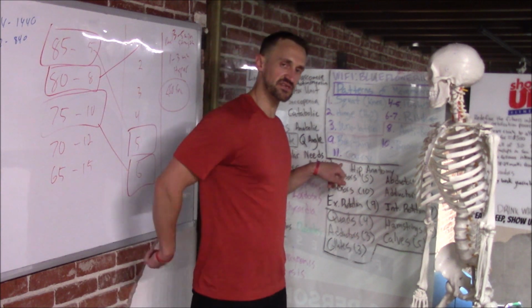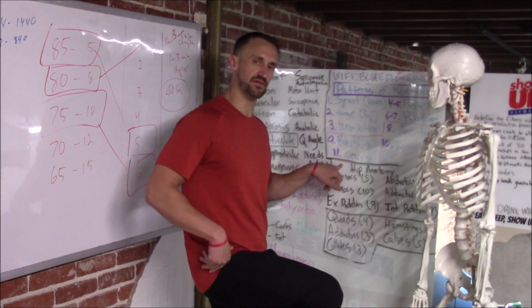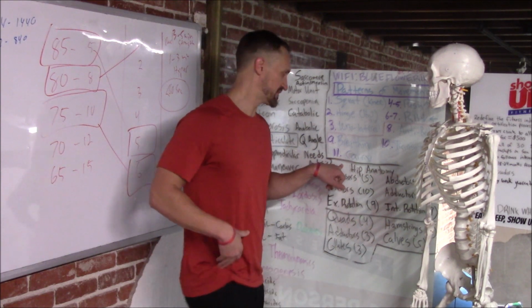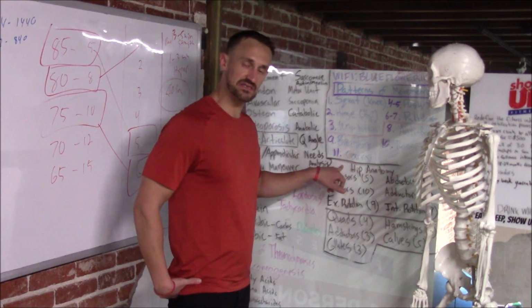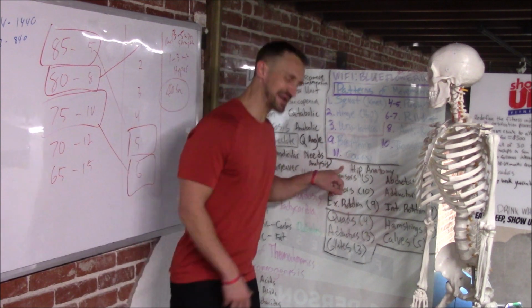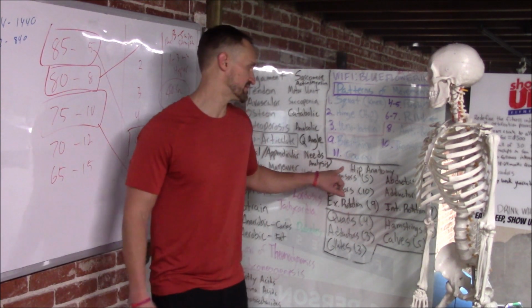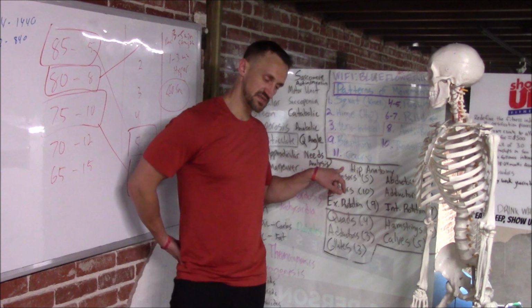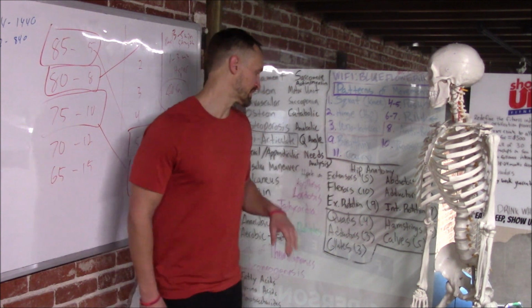The agonist for extension is going to be your glute max. Agonist for flexion is going to be your psoas. Your agonist for abduction is going to be your glute med. Your agonist for adduction is going to be your magnus. External rotation is going to be your piriformis. Internal rotation is going to be your mag again.